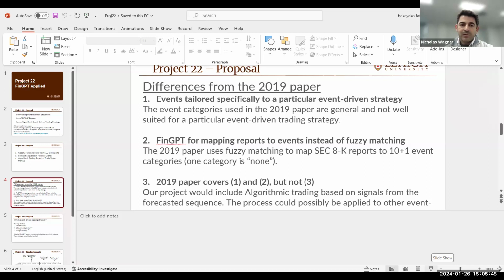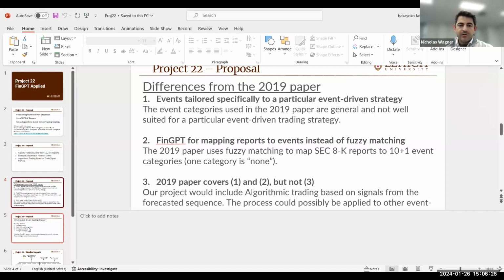The second part that would be different is using Fin GPT to map the events from memory to the forecasted events instead of fuzzy matching. So that paper used fuzzy matching. I'm sorry, I misspoke. I meant to say mapping reports to the events. We would use Fin GPT to map the SEC 8K reports to certain events instead of using fuzzy matching.